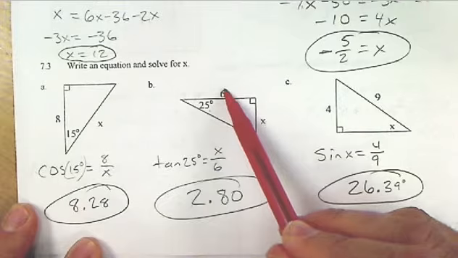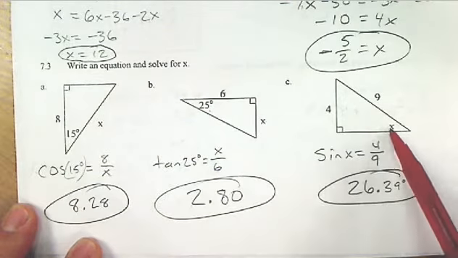Tangent is opposite over adjacent. So I got that equation. And sine is the opposite over hypotenuse.